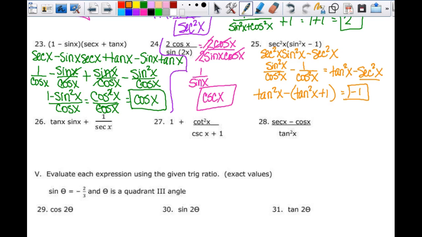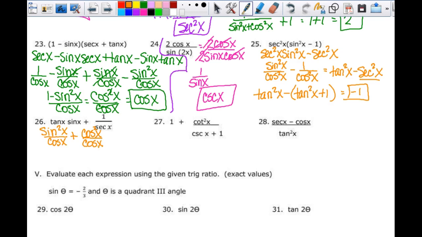All right, so let's look at 26. So I'm going to change the tangent to sine over cosine. So that'll give me sine squared x over cosine x plus 1 over secant is going to give me cosine of x. But I would like to get a common denominator here, so if I multiply this by cosine over cosine, that's going to give me cosine squared over cosine.